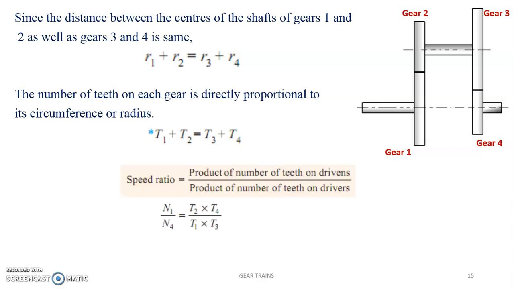Then now let us calculate the speed ratio. That is the product of number of teeth on the driven divided by number of teeth on the drivers, because it is a compound gear train. Even this will hold good. So now here between 1 and 2, which is the driver? Gear 1 is the driver, gear 2 is the driven. Then gear 3 is the driver and gear 4 is the driven. Hence T2 into T4, that is the teeth of the driven gears, divided by the teeth on the driver gears, that is T1 into T3.